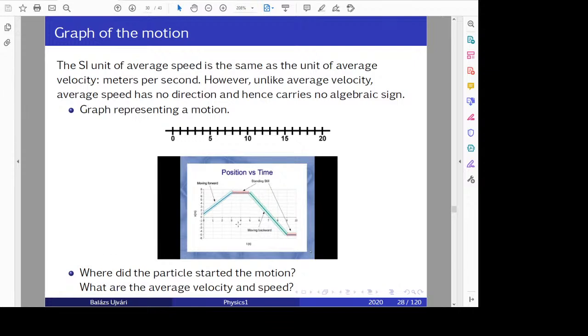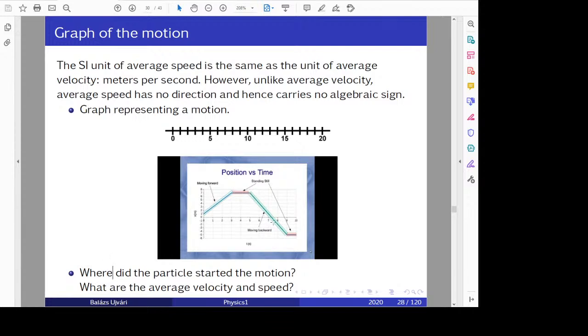In this red zone, my position is always 7. At 3, 4, and 5, my position is 7. What can the velocity be? Since x is 7 at the initial and 7 at the final position, delta x equals 0. 0 divided by 2 is still 0. So here my velocity is 0.